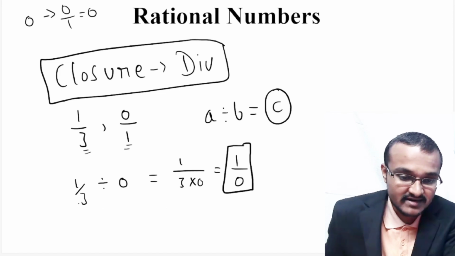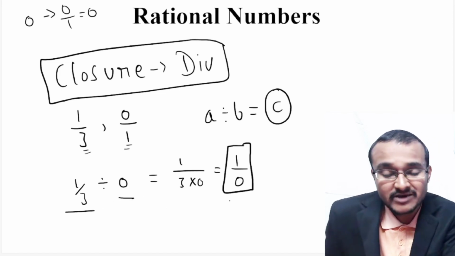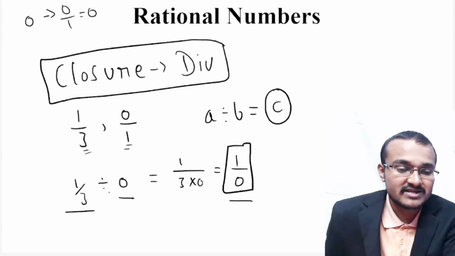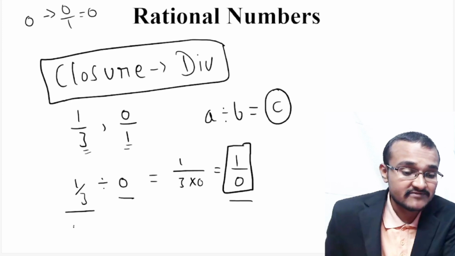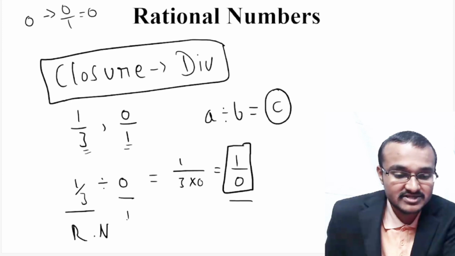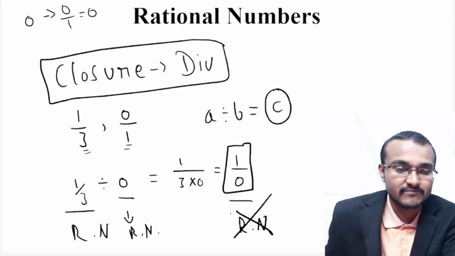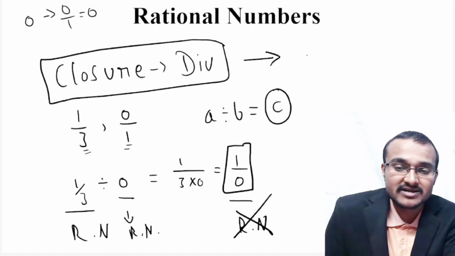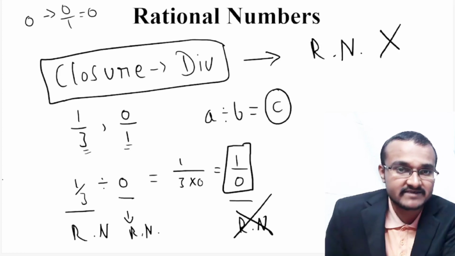But here, after dividing 1 by 3 and 0, we are actually getting 1 by 0 as our answer. So after dividing two rational numbers, we are actually not getting a rational number. So this particular 1 by 0 is not a rational number. Hence, closure property under division for rational numbers is not satisfied.